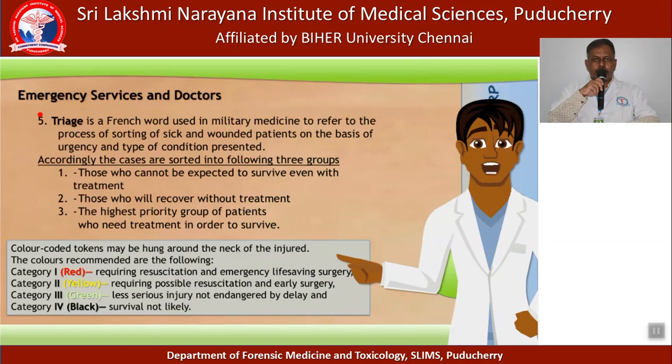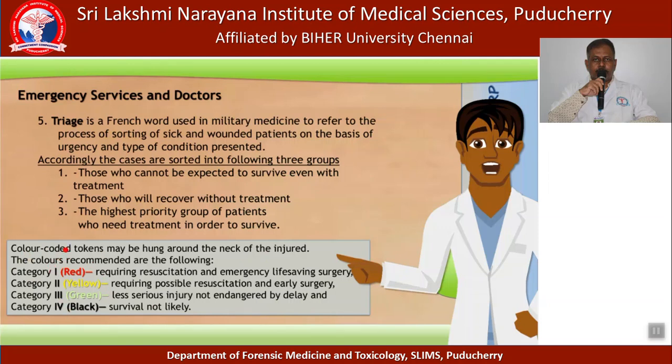Then triage. When a mass disaster happens, such as an auto rickshaw carrying 10 or 20 people, a bus turning over, or a tsunami, it is called a mass disaster. In such cases, we apply triage. What is triage? It is a French word from military medicine, referring to the process of sorting sick and wounded patients on the basis of urgency. A lot of very sick patients have come, so you have to categorize them. You have to sort them according to groups, including those who cannot be expected to survive even with treatment. Groups 1, 2, 3 are color coded. That is triage. We have a spotter, we retain, and this is how to apply triage, color coded.